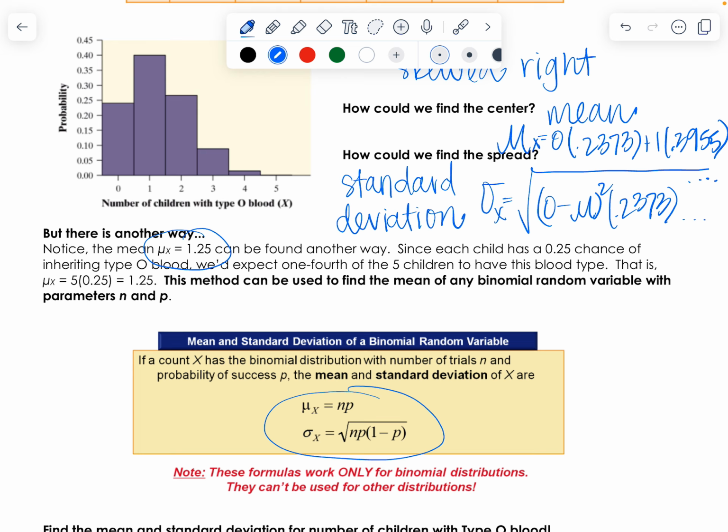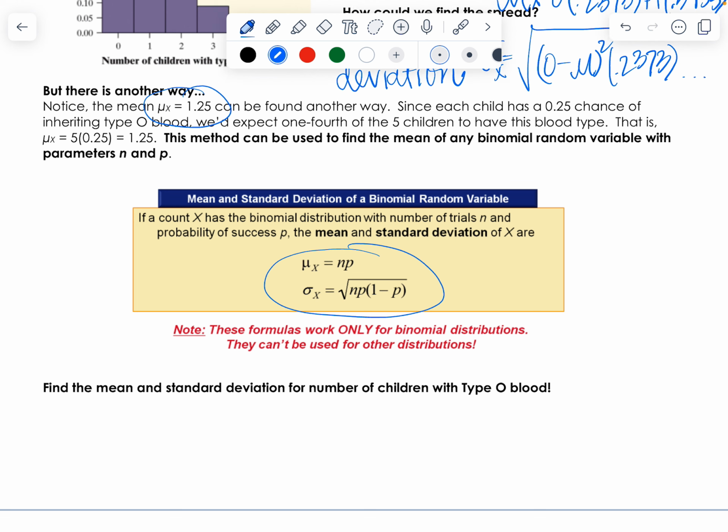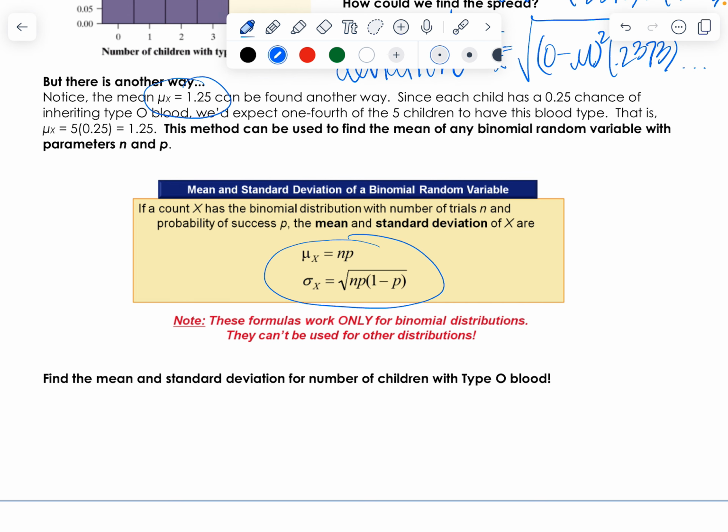All right, now below that box is really important red text. These formulas work only for binomial distributions. They cannot be used any other time. So you can only use these formulas that appear on the formula sheet next to the binomial random variable X when you know you have a binomial distribution.